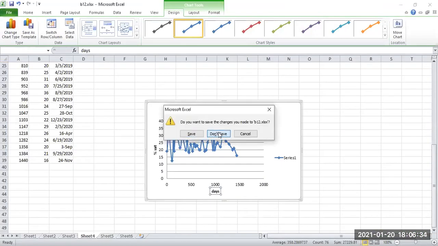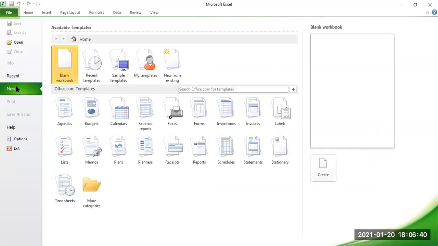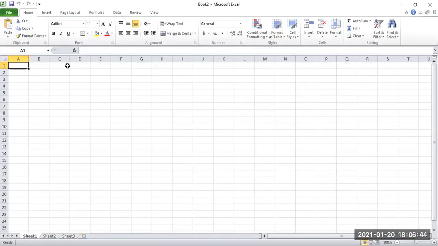All right, no, I'm not going to save it. I'm going to do new. We're going to create some fake data here, because you also need to be able to use the trend line function. So let's create some fake data.